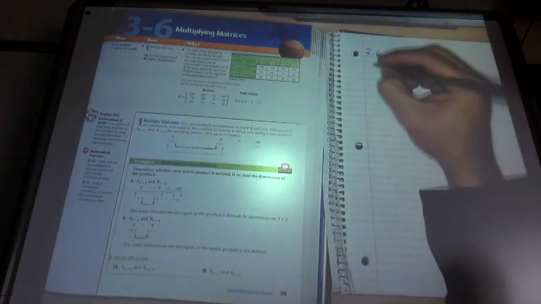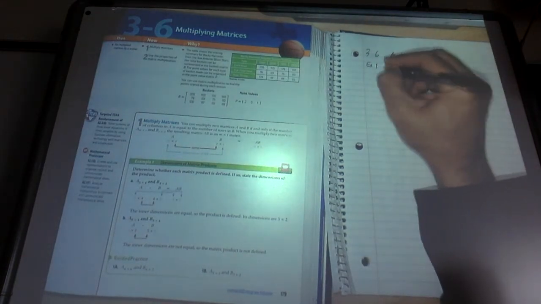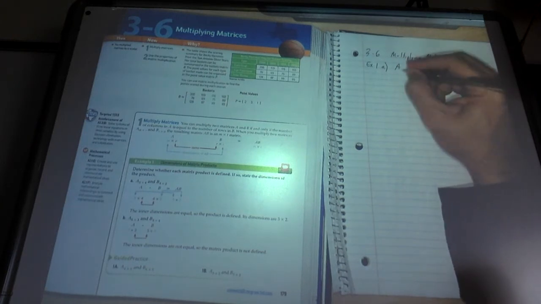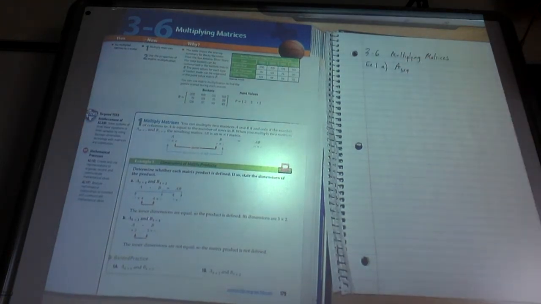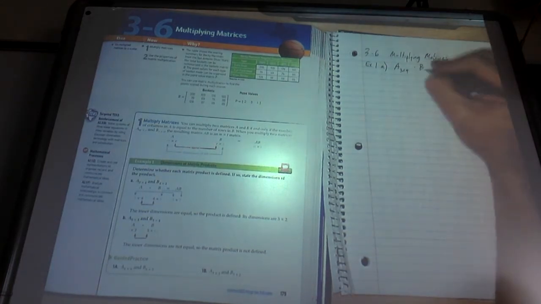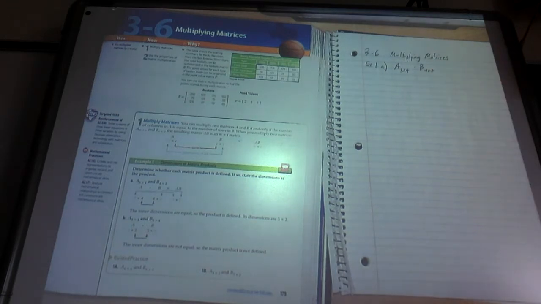I'm going to jump down into example 1, part A, and I'm going to show you how this works. So they're saying that we've got matrix A, and they notate it that it's a 3x4 matrix. They didn't tell you what the matrix is, but that's fine. And then they say we're going to multiply that by matrix B, which is a 4x2. There's just a little test to see if you can multiply these. And here's what you do.